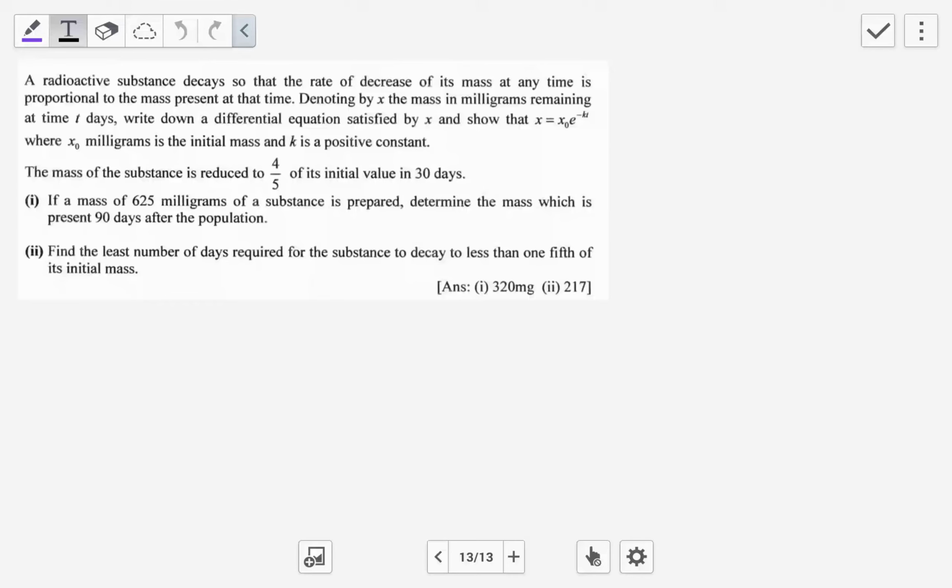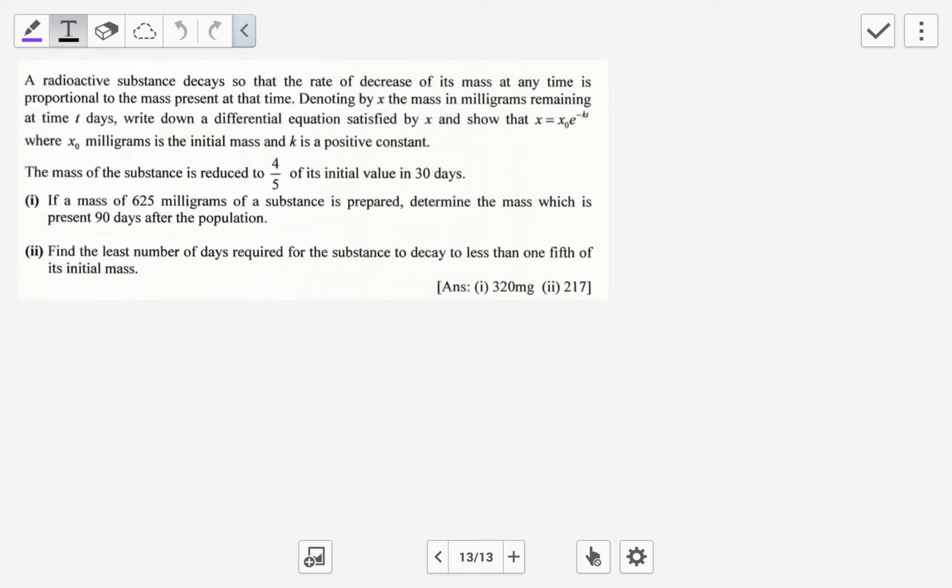This is a question on differential equation. So a radioactive substance decays so that the rate of decrease of its mass at any time is proportional to the mass present at that time. So whenever I approach this question, I want to write down all these sentences in English in their mathematical equivalent.